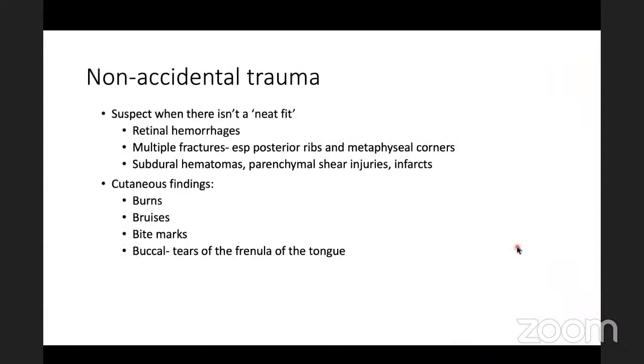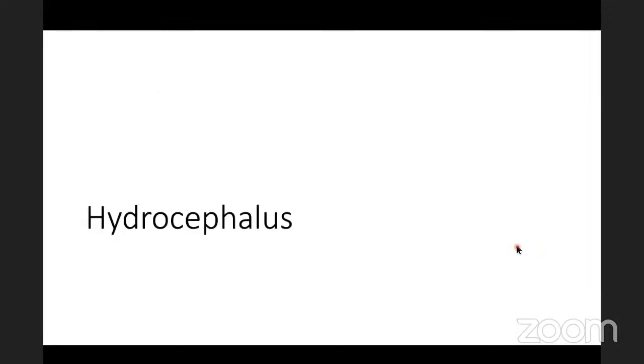If you don't know it, you won't suspect it. If you don't suspect, you won't find it out. Right? So always suspect non-accidental trauma when there isn't a neat fit to the diagnosis. If you don't think anything is fitting in, then you think of this, particularly in infants. Retinal hemorrhages are invariably present, and you look for multiple fractures. MRI or CT can show subdural hematomas, parenchymal shear injuries, and infarcts as shown in this patient. And you can have certain cutaneous findings which are called the 4Bs: burns, bruises, bite marks, and tears of the frenula of the tongue in the mouth, denoted by buccal. It may not be present in all cases, but you should know that these are real entities, right?